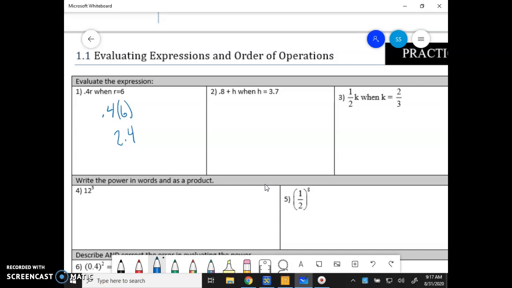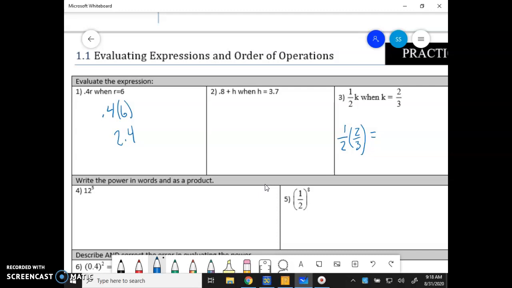All right, next one's pretty similar. I'll let you guys have that one. The next one here, I'll just kind of get this one started. We got 1/2 times k, but k is 2/3. So then just go ahead and multiply that out. You can use your calculator if you want. This one's a pretty easy one. You can just multiply straight across, but if you want to use your calculator, you can.